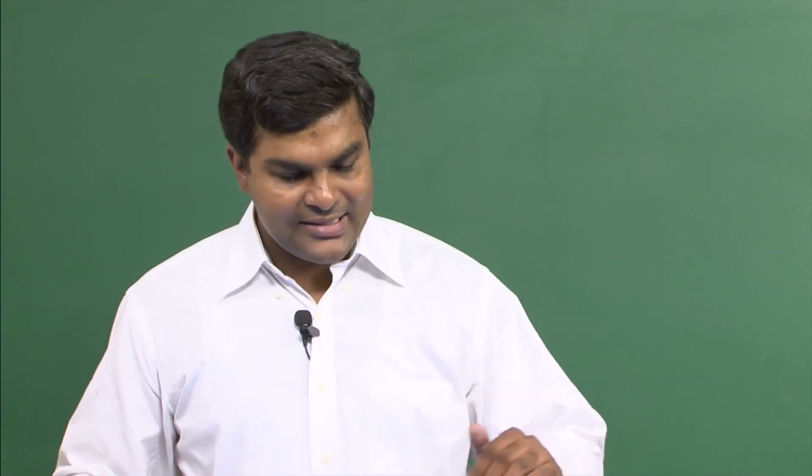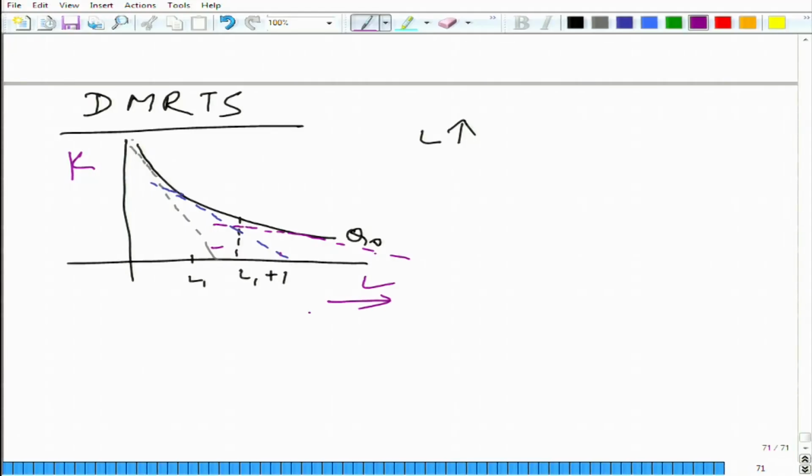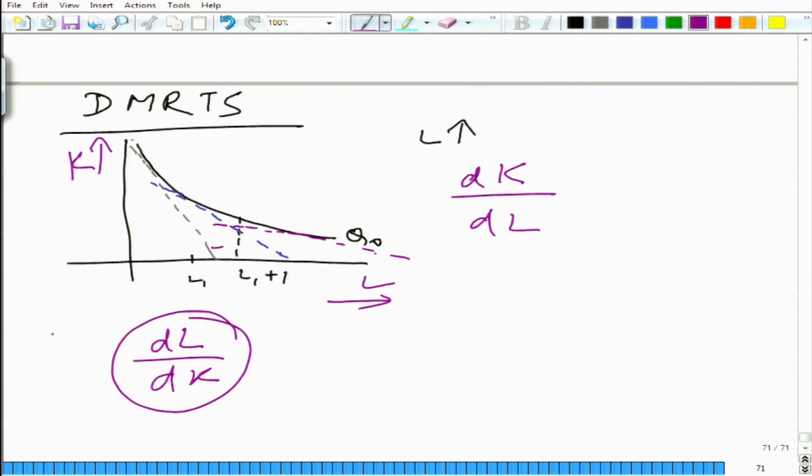Of course, as we increase labor, it is decreasing. Another way to look at it is, because here we are defining MRTS as dK by dL, one can change the terminology and define it as dL by dK. In that case, we will keep on increasing K and dL by dK will keep on decreasing, because we say the marginal rate of technical substitution diminishes.